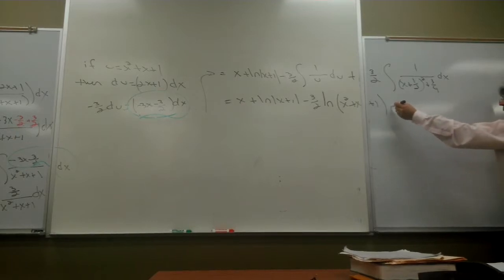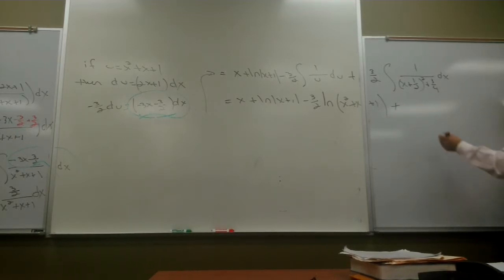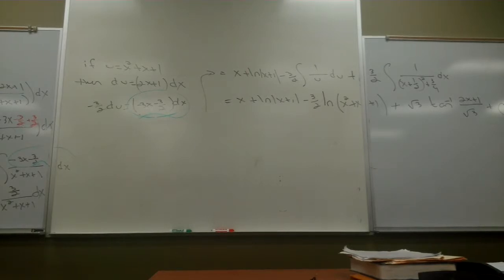Plus root 3 inverse tan of x plus 1/2, 2x plus 1 over root 3. We're going to check the wall chart. It's number 31, isn't it?